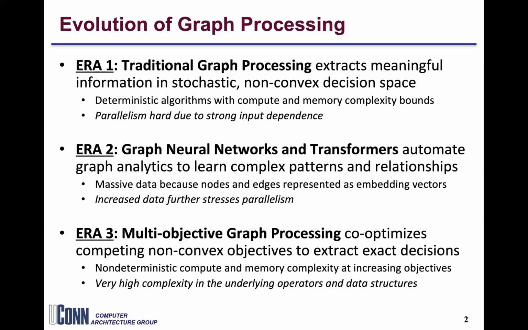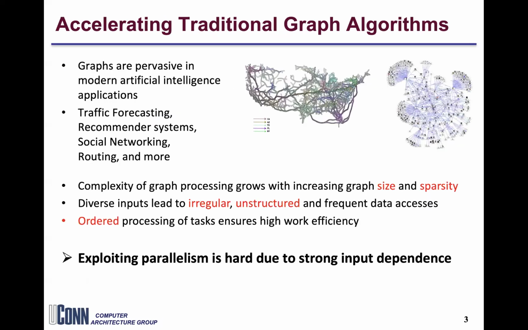Here, the idea is that we want to co-optimize multiple objectives to make decisions, and not have to rely on inaccurate decisions, but come up with exact, accurate decisions for applications that require that kind of space. The challenge here is that these are non-deterministic hard problems, and as I'll discuss throughout this talk, this leads to very complex underlying operators and data structures that need to scale on modern parallel hardware. Okay, so let me dig into it. I'm going to walk you through these three eras.